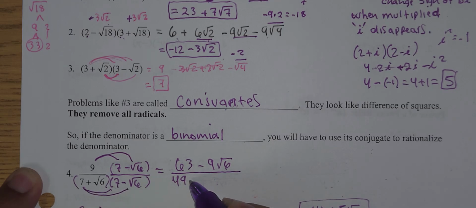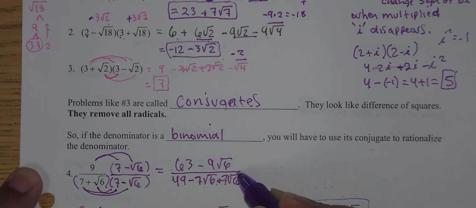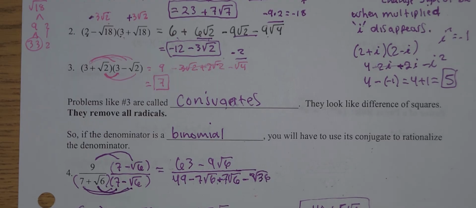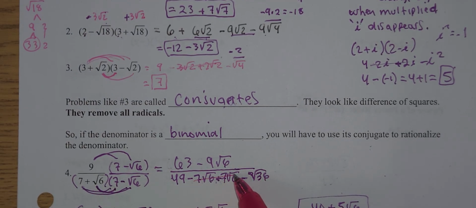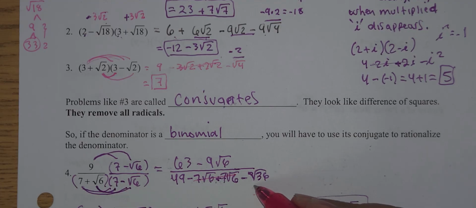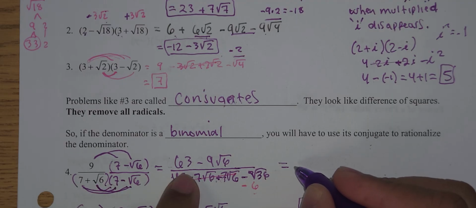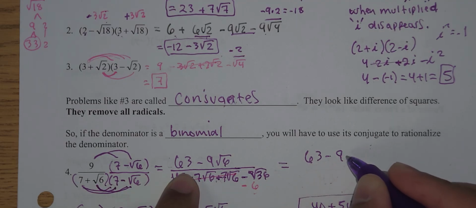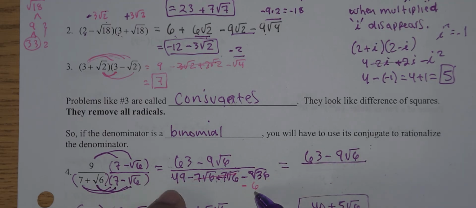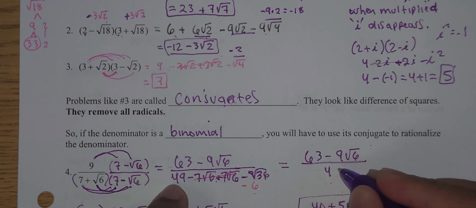7 times negative square root of 6, that's negative 7 square root of 6. Positive square root of 6 times positive 7, that's positive 7 square root of 6. And then square root of 6 times negative square root of 6, that's negative square root of 36, right? So then again, notice these two cancel because it's negative 7 plus 7. And then this becomes a negative 6, right? So then I'm going to leave the numerator the same, 63 minus 9 square root of 6 over, I have a negative 6 plus 49, that's a positive 43.